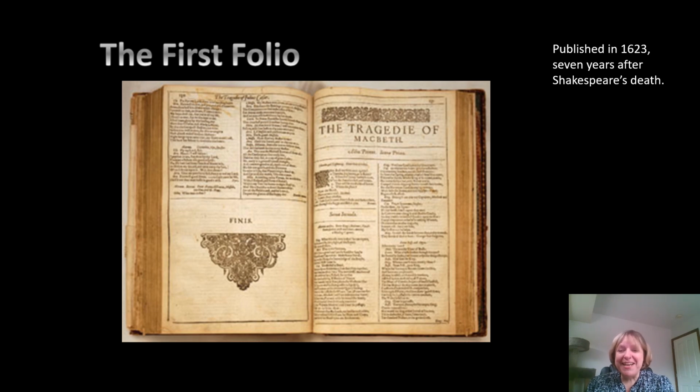There aren't very many of them around. If you dug in your attic or went to a yard sale and found a First Folio, you could retire right now. It's my goal. I'm going to find one. But they're very, very cool. Because if we didn't have that, I think we would have lost most of the plays and most of the poetry.